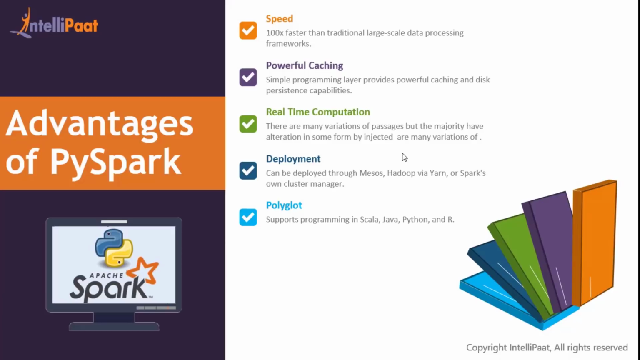Alright. The next feature we can see over here is deployment. Well, you can deploy PySpark through Mesos, Hadoop, or even through Spark's own cluster. Alright. Next we have polyglot. Well, simply it means that it supports multiple languages like R, Python, Java, and Scala. It basically provides the shell in Scala and Python, which you can access through the bin folder of both Scala as well as Python. Alright.